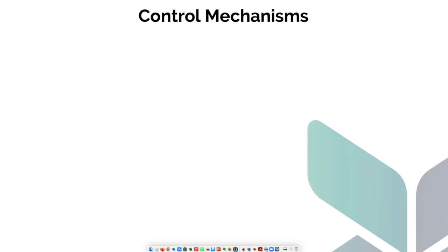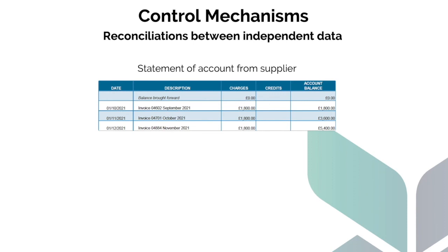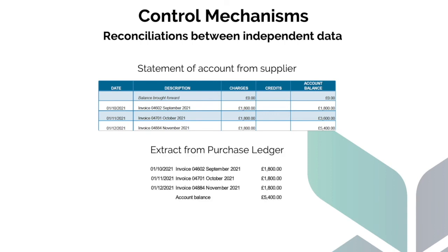So let's have a look at reconciliations, which is the control mechanism for point 1, cash and ledgers. The key point is they're reconciliations between independent data. So we've got here a statement of account from the supplier. It's external, it's independent because it's an external third party. The extract from our own purchase ledger is there, and that shows 3 invoices. You can check the invoice numbers against the statement from the supplier. You can check the account balance, 5,400. So this is the reconciliation in point 1.